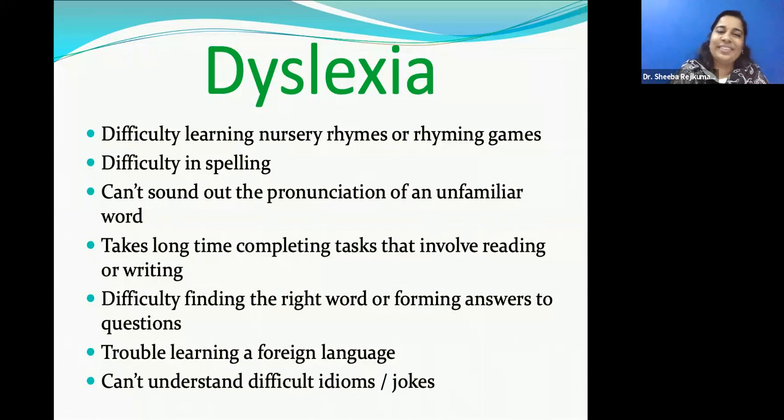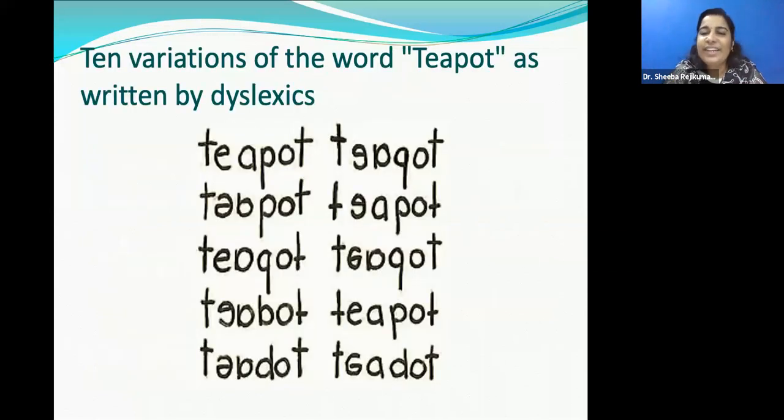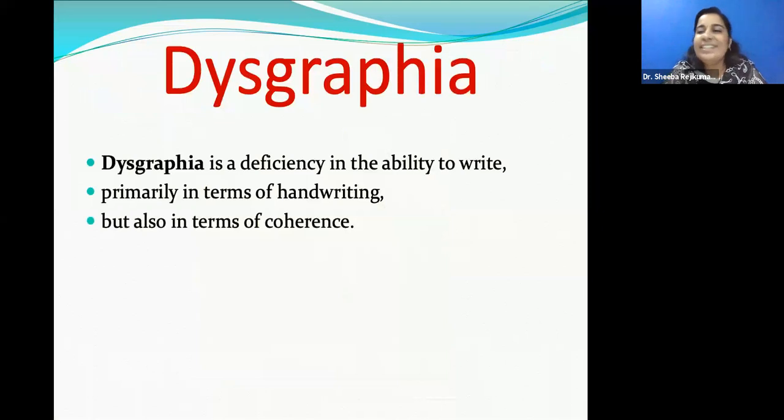That's all. So these are the 10 variations of the word teapot written by dyslexics. See, what a variety, what an individualization. So if you write teapot, these 10 persons are given the idea to write the right teapot. They may give such a visible picture for us, a vivid picture, right? That was about dyslexia.